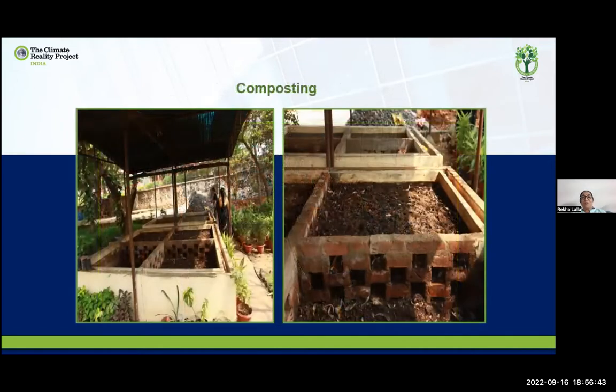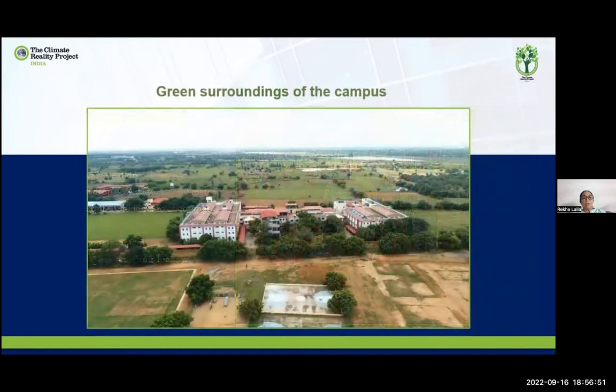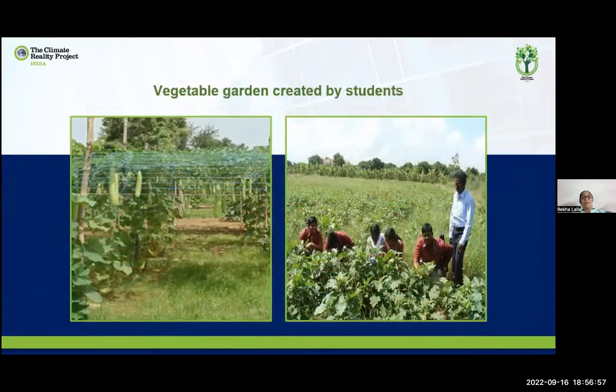This is composting. You can see different schools' pictures which I have used. And biodiversity, as I told you, green spaces creation is very, very important. You can see the school which is so green. We have taken a top picture of that school, and they have their vegetable garden. You can see bottle gourds and brinjals the school students are growing. And whatever they learn here in the school, they implement at home as well.